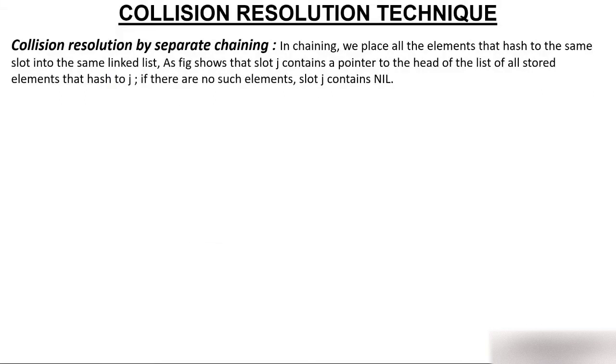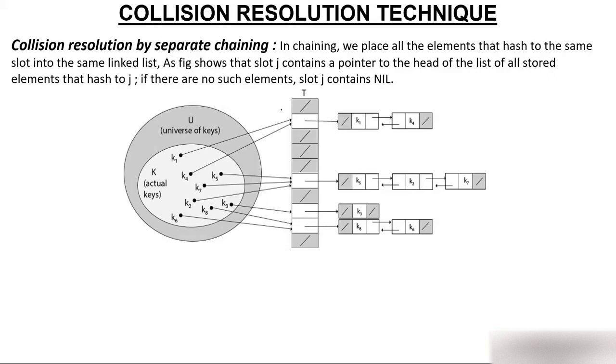As the figure shows, this is the figure, slot j contains a pointer. That is, every slot contains a pointer which keeps the head of every linked list. You know what the head is: the first node is represented by head. So this slot will keep the head address of every linked list, and we keep on growing.